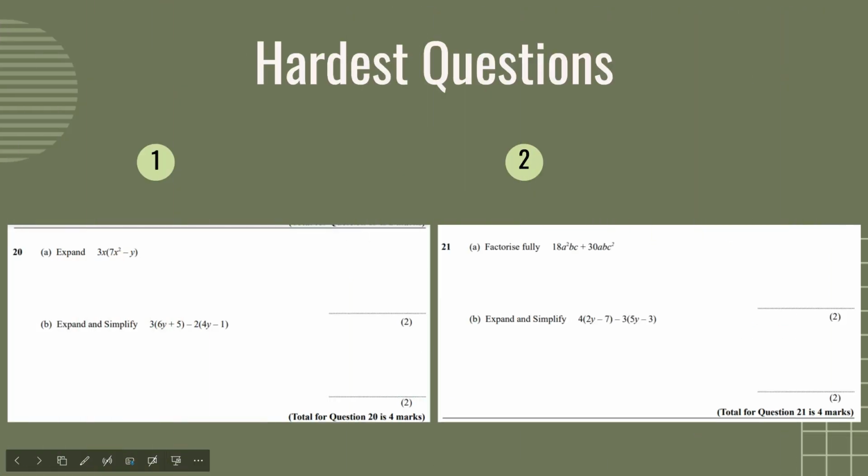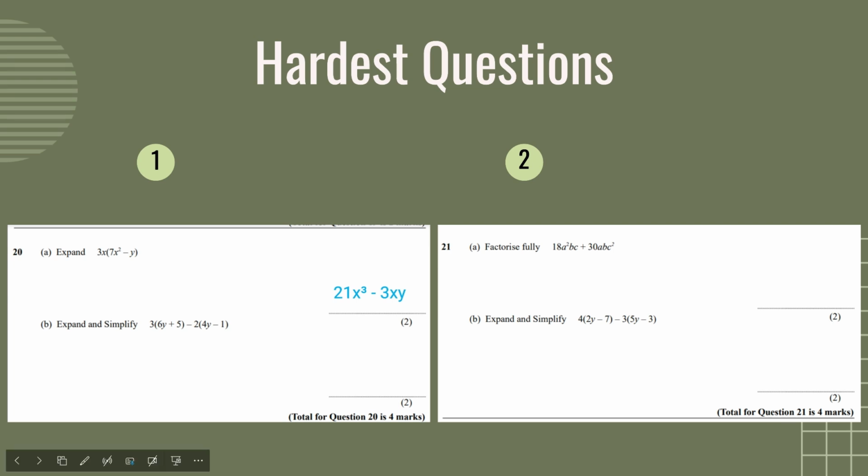Probably some of the hardest exam questions you'll be asked on these grade 4 style questions. Have a go, pause the video and unpause. So, in part A, we are asked to expand 3x bracket 7x squared minus y. We simply times both terms by 3x to get our final answer of 21x cubed minus 3xy.